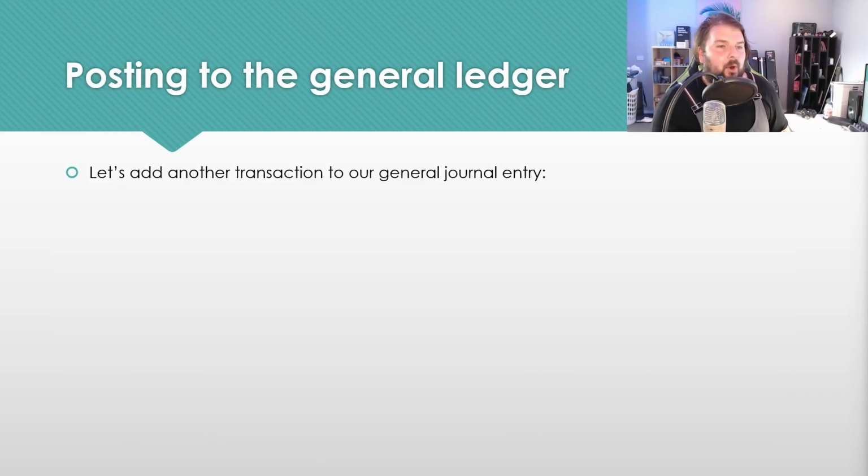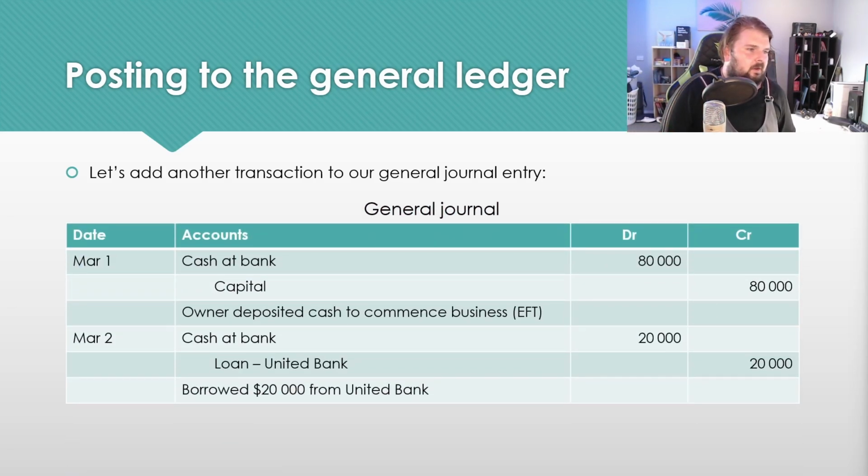Now, when we're posting to the general ledger, we go transaction by transaction, just adding all the time. So let's look at this. We can see that we've still got our entry on March 1st, where we deposited cash to commence the business. But now you can see we've received $20,000 more, so our cash at bank has increased by another $20,000 by a loan from United Bank.